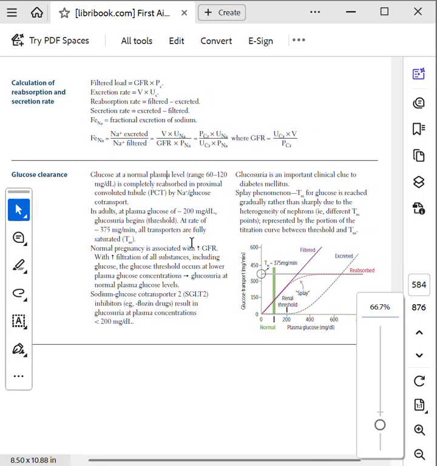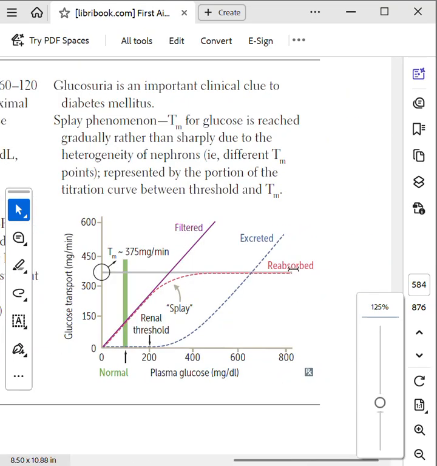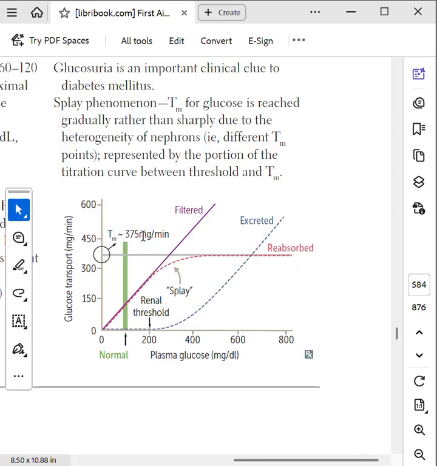Now we have something called glucose clearance. Glucose at a normal plasma level of 60 to 120 milligrams is completely reabsorbed in the proximal convoluted tubule. The SGLT2 transporter in the proximal convoluted tubule basically reabsorbs all of the glucose. Now normally there is a transport maximum in the kidney nephrons, called the 375 milligram per minute, but all of the nephrons don't have the exact same transport maximum. They reach it at different levels.